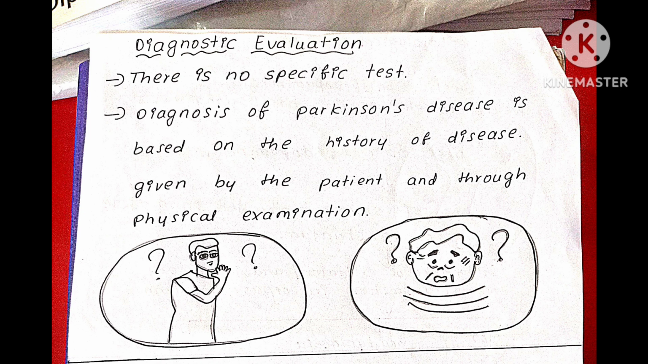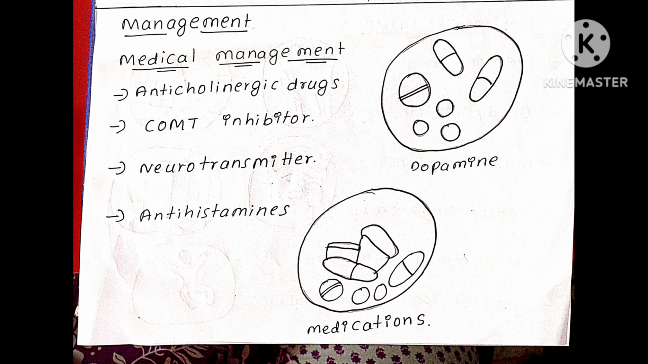Next, diagnostic evaluation. There is no exact specific test for diagnosis of Parkinson's disease. But we collect the complete history of the patient, and do a neurological examination and physical examination. According to these, we do the diagnostic evaluation, for example MRI scan, X-ray, and positron emission tomography. These tests may be done.